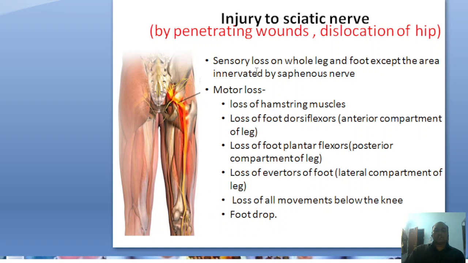So these are all the changes seen with injury to the sciatic nerve, whether by wounds, dislocation of the hip joint, or bullet injury. All the back muscles are paralysed and there is sensory loss, except the area supplied by the saphenous nerve.